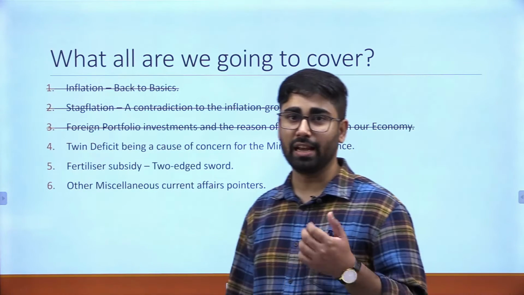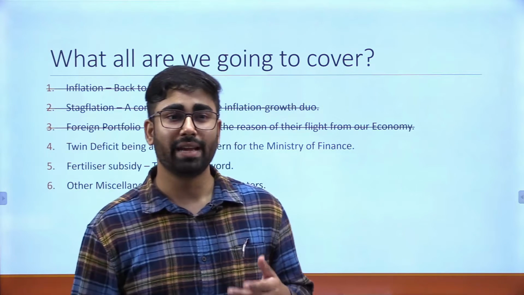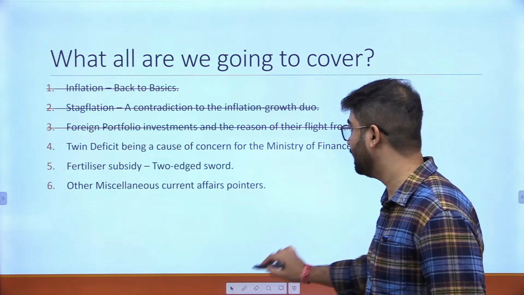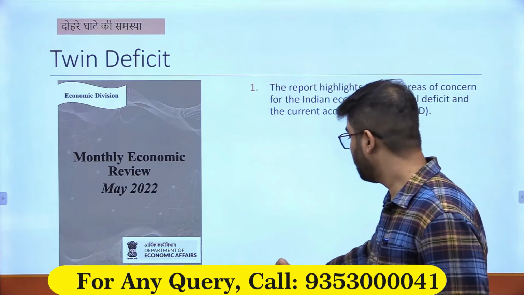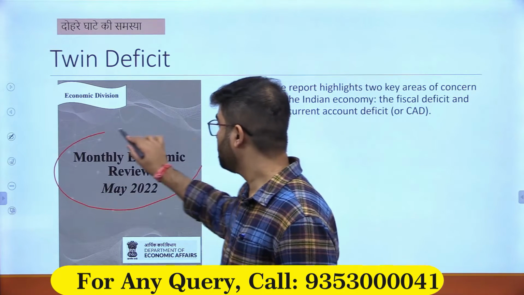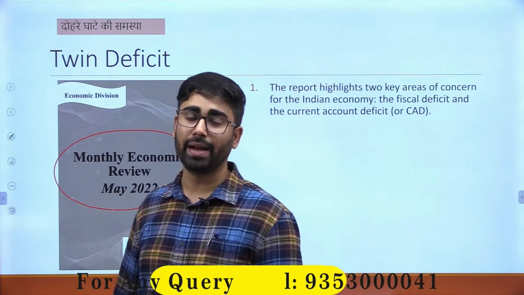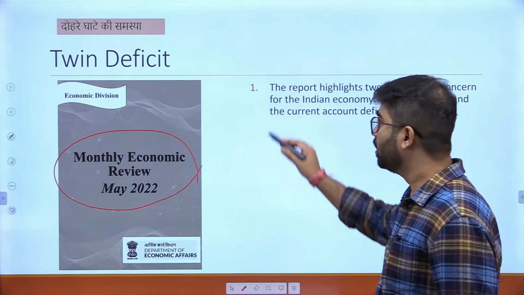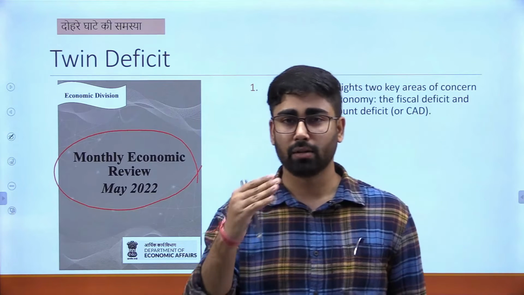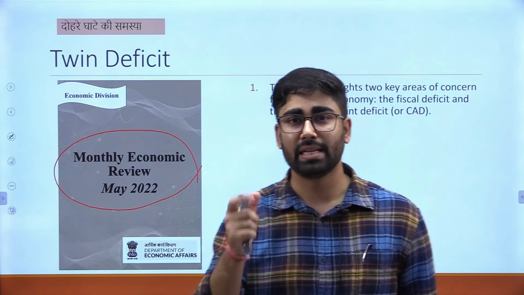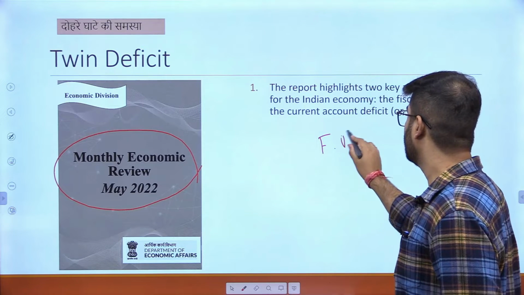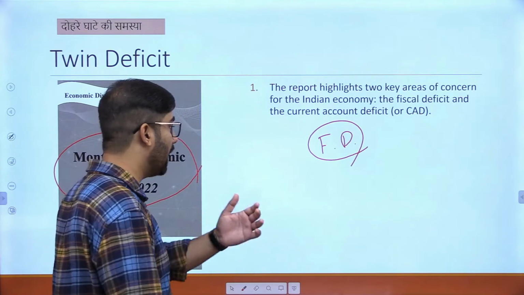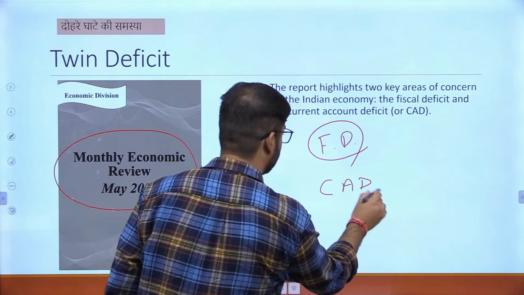So far we have discussed inflation, we have discussed stagflation, we have discussed foreign portfolio investment. Now let's see the next thing in line, that is twin deficit being a cause of concern for the Ministry of Finance. Monthly Economic Review of May 2022 flagged a concern related to twin deficit. Twin deficit means we are talking about two deficits: the first is fiscal deficit, and the second is current account deficit.